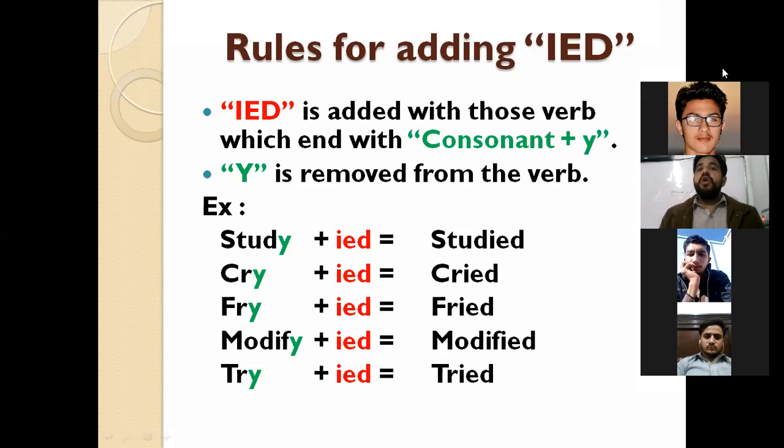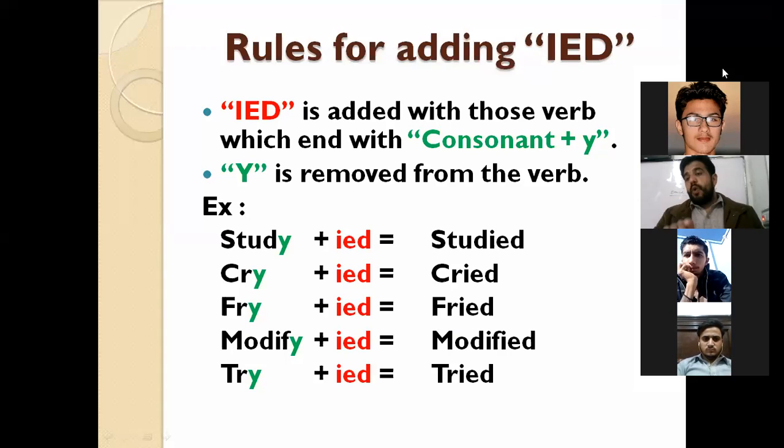Like we have the third rule for adding IED. IED is added with those verbs which end with consonant plus Y, meaning the Y is removed from the verb and we add IED at the end of it. Like we say study. Study is a verb which ends with consonant plus Y. So we change the Y to I, you can see, and then we add ED. Like we say study, so we have changed it to studied.